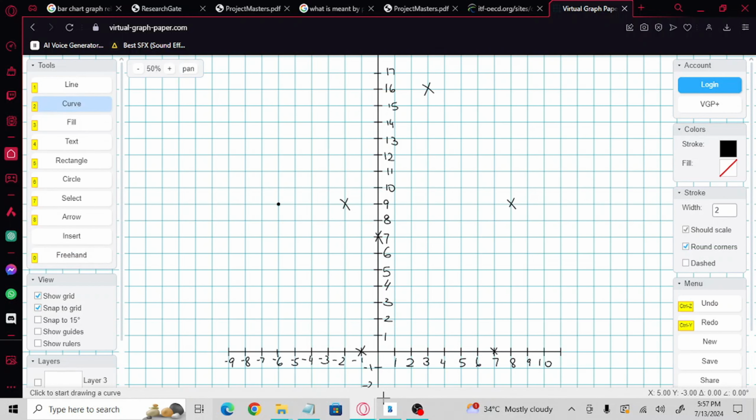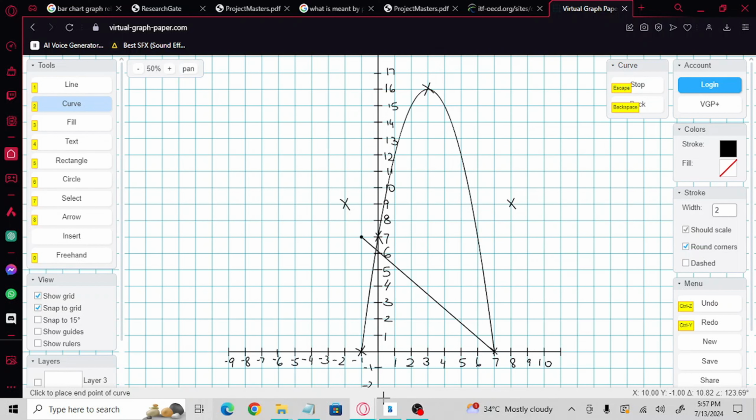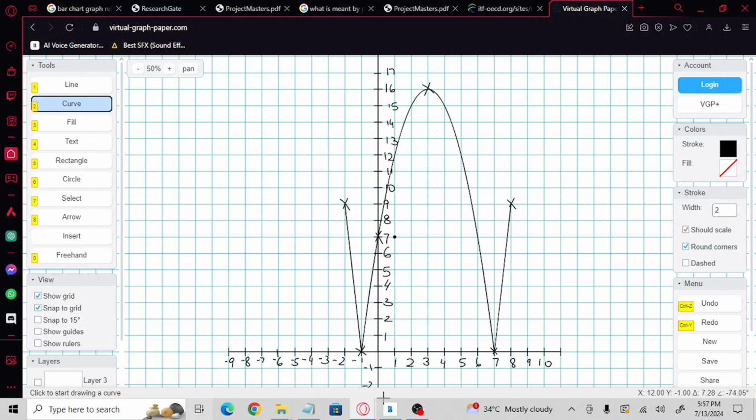Okay, now we are going to connect these points with our curve, something like this, a beautiful curve like this. This is going to come and connect like this, and that's it. For this part it is basically a straight line, and same for here. This is a straight line. So this is the graph for question number 4, part B.